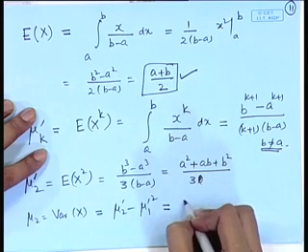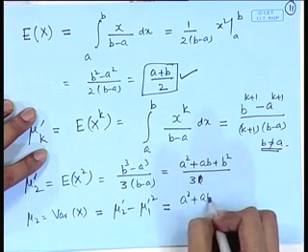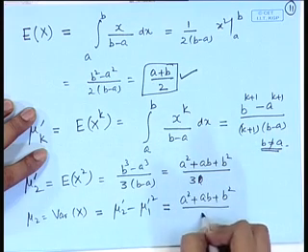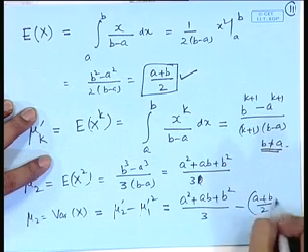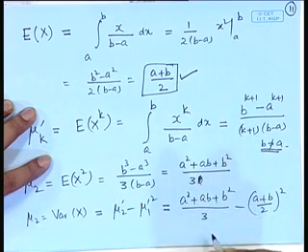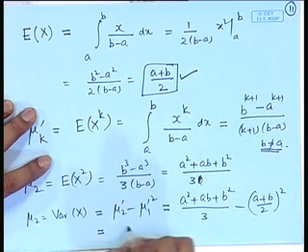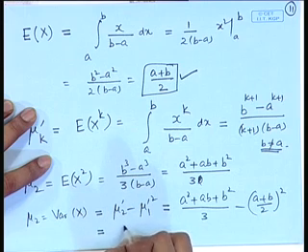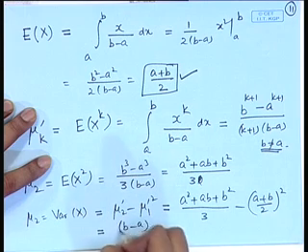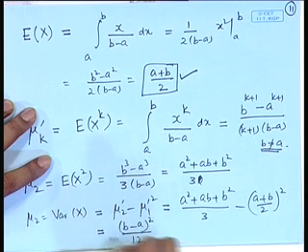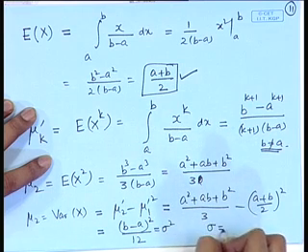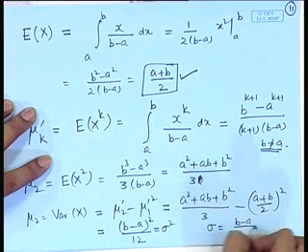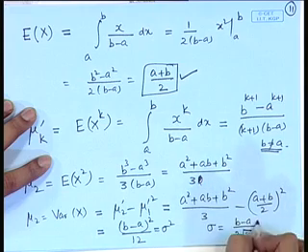So, after some simplification, a plus b by 2 whole square. So, we can make simplification here. This turns out to be b minus a whole square by 12, that is sigma square. So, the standard deviation of this distribution is b minus a divided by root 12, that is 2 root 3.